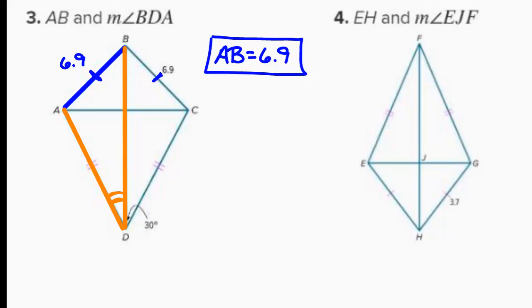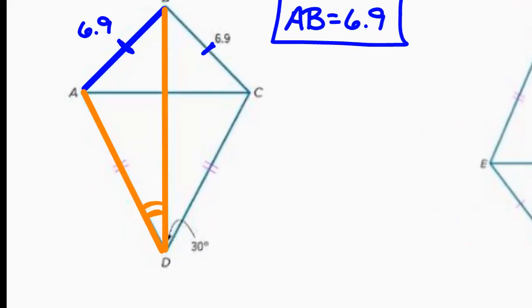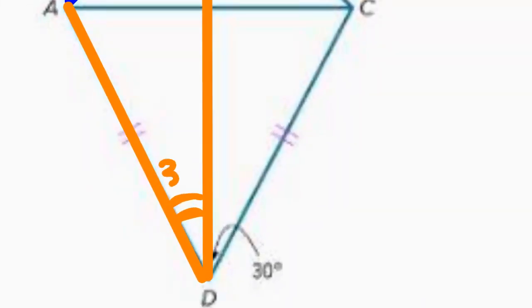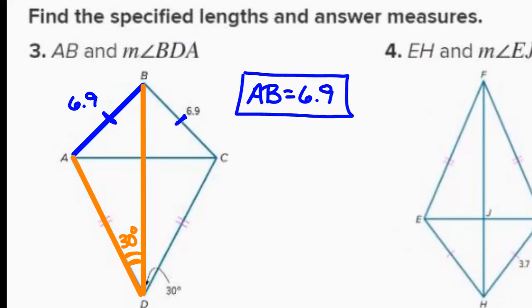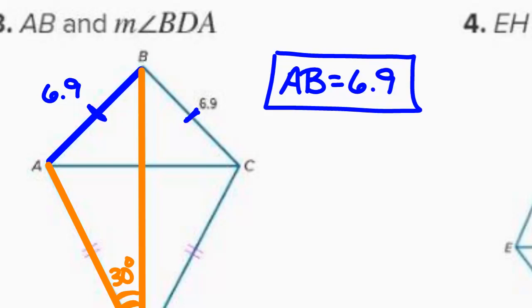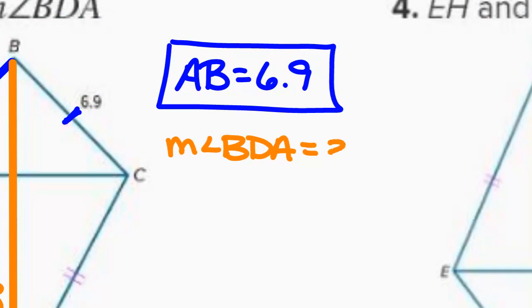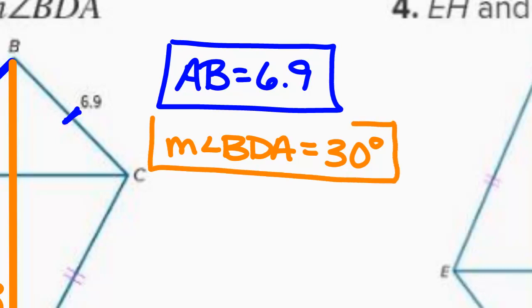30 degrees, absolutely correct. That long diagonal cuts the two opposite angles in half, into two congruent parts. So the measurement of angle BDA is exactly the same as BDC, and they tell us that BDC is 30 degrees, so BDA would have to match and also be 30 degrees.